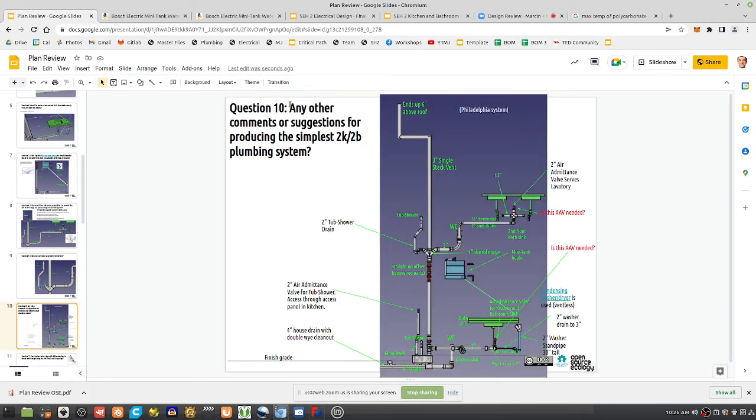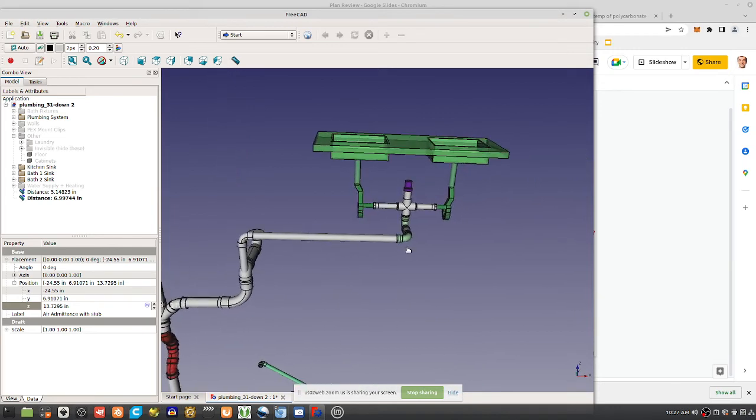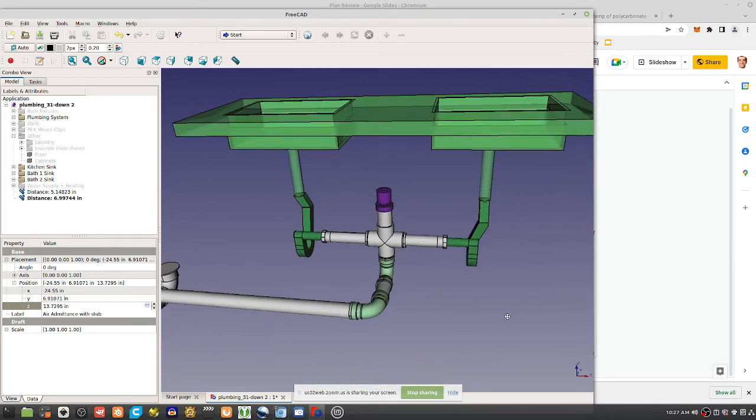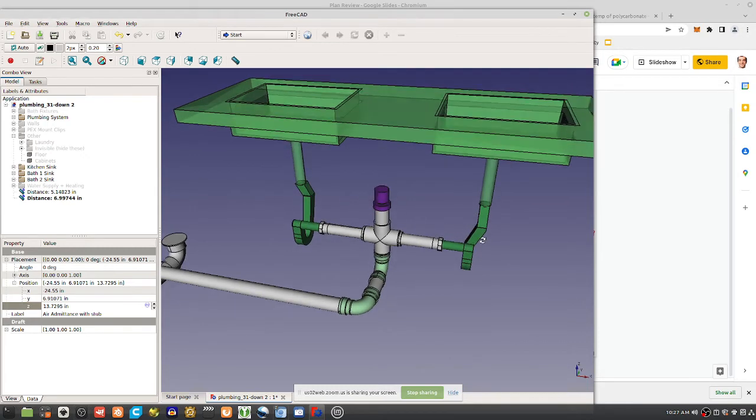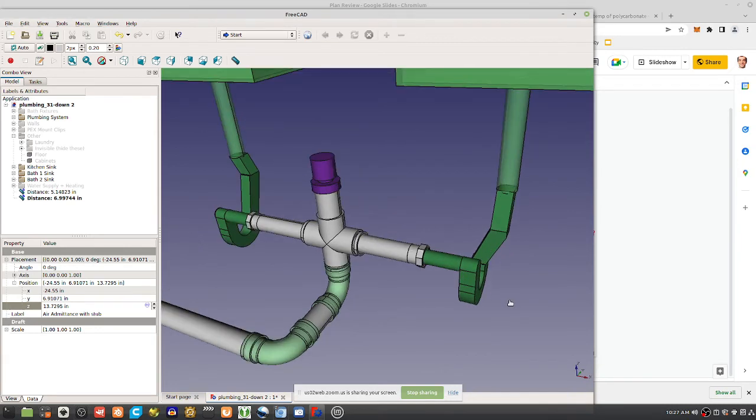Question 10: overall, any other comments or suggestions for a two-kitchen, two-bathroom system like this? We've covered the plumbing, so I want to turn to electrical. I don't see any issues with that. I think you're okay. Just one comment: have you built things as well? I was a home builder for 10 years. I didn't work with the tools. When I got out of college, I went to work for a company that built apartments across the Midwest. So I've been on the other side of the table.